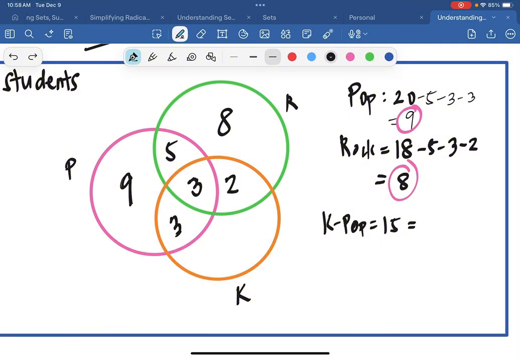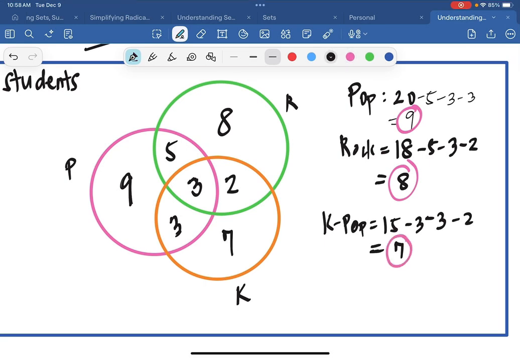So 15 minus 3 minus 3 minus 2. So 15 minus 3 is 12. 12 minus 3 is 9. And 9 minus 2 is 7. So only for K-pop is 7.